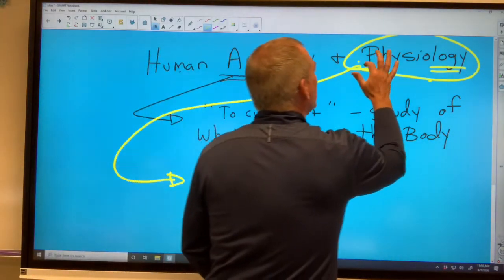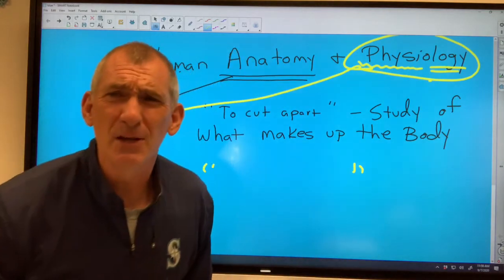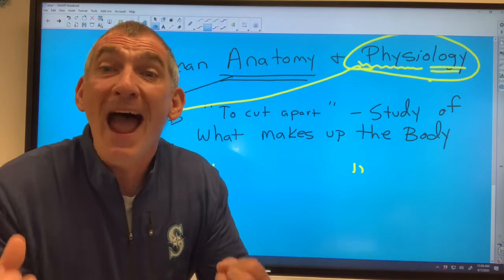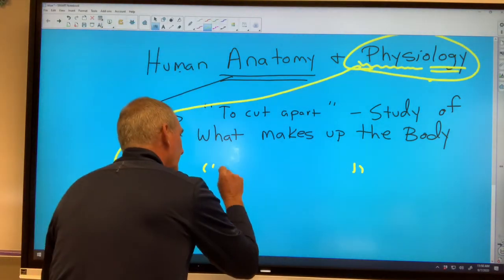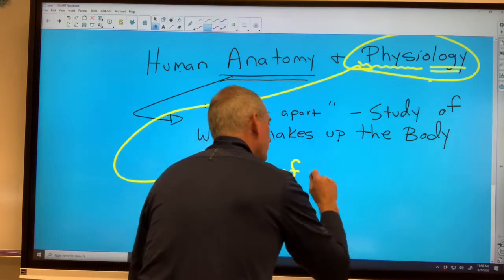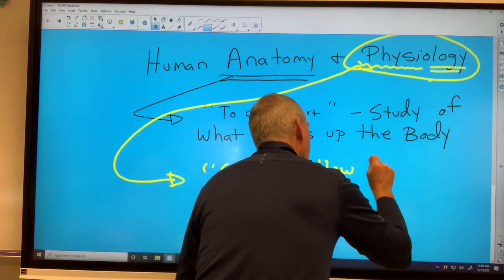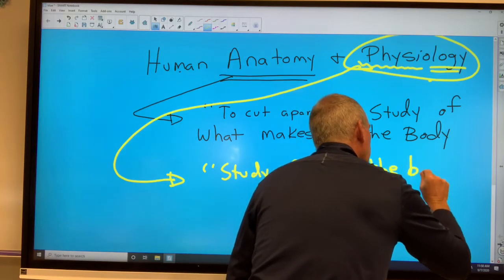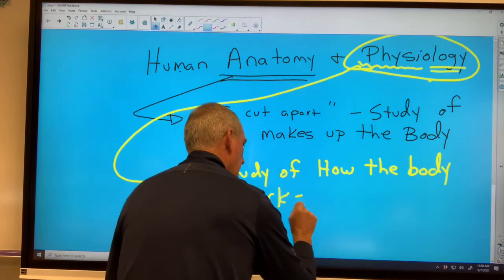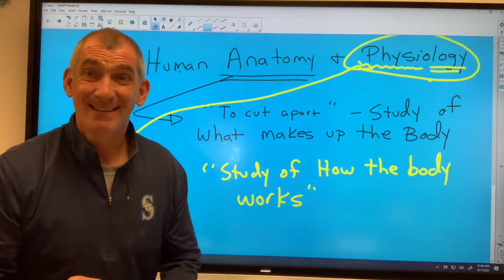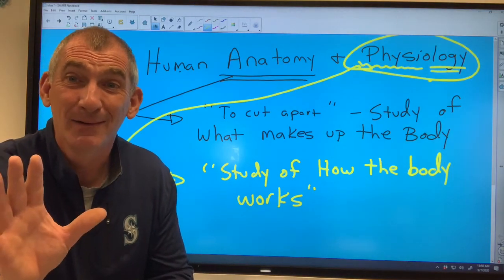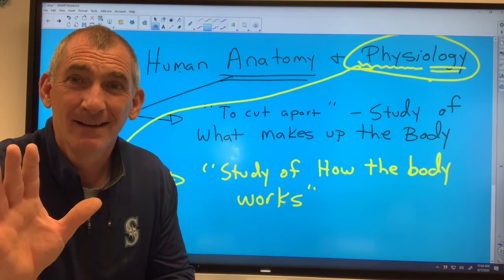What does physio mean? Physio. Yes. Physio is the study of how the body works. That's what it means in Latin. I'll give you a moment so you could write it down. I don't want to go too fast.